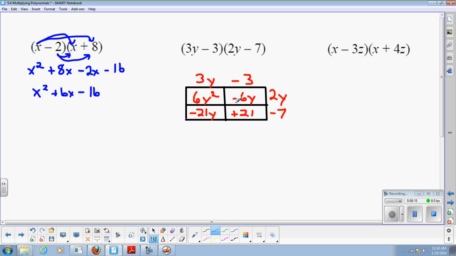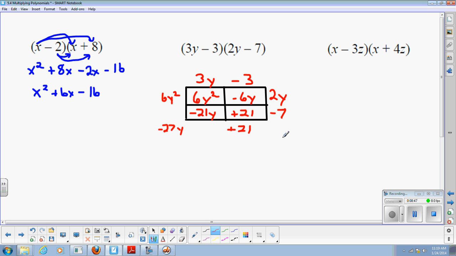So now what I'm going to do is work diagonally. If any of you ever remember the lattice multiplication that you did back in elementary school, this is following that same idea. So here's 6y squared. I'm going to write that right here, 6y squared. I put diagonally negative 6y and negative 21y. When I put those together, it's a negative 27y. And then this is the only regular number of plus 21.